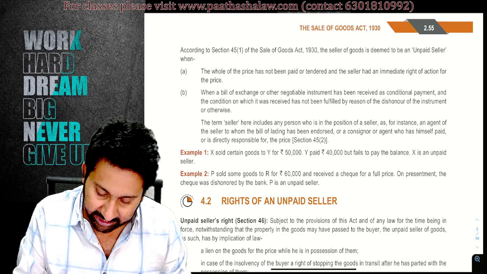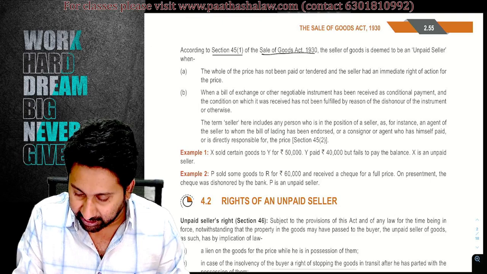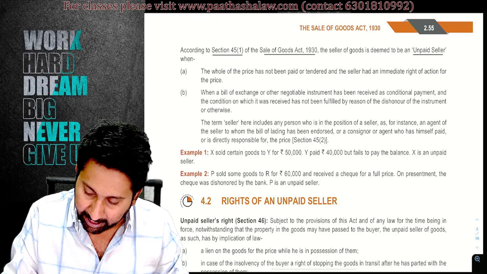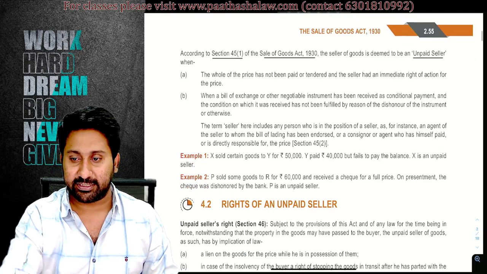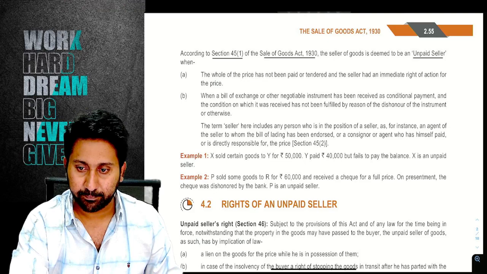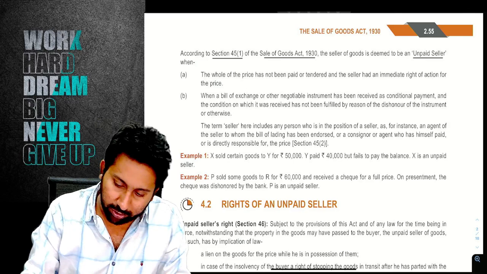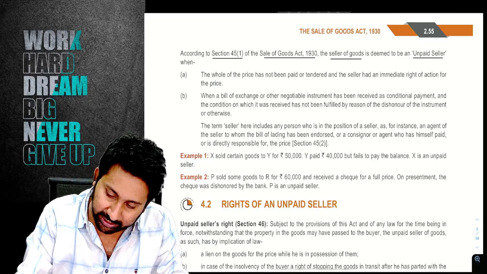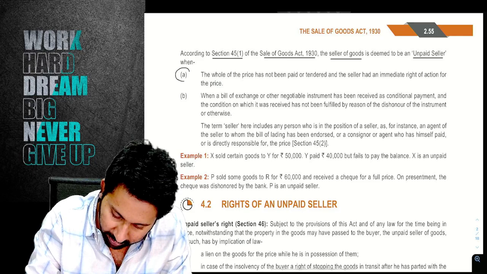According to Section 45 subsection 1 of the Sale of Goods Act 1930, the seller of the goods is deemed to be an unpaid seller. The seller shall be deemed to be an unpaid seller in the following cases. Let us see what are all the cases under which we can treat him as such. So let's continue. See here. According to Section 45 subsection 1 of the Sale of Goods Act, the seller of the goods is deemed as an unpaid seller if A or B is in existence.